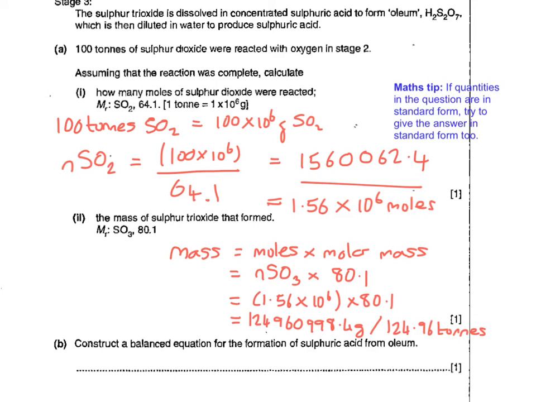The next one asks us to construct a balanced equation for the formation of sulfuric acid from oleum. Although this is slightly outside the remit of this particular clip, it's not a moles question, let's run with it anyway because we're doing an exam question and they're going to throw different things at you as you go through the question. So oleum is H2S2O7. You can see that it tells you that it's diluted in water to produce sulfuric acid. So I've put my H2SO4 on the right-hand side. I've put my H2S2O7 as a liquid on the left-hand side. And I've left a little space just there in case there's something I might want to add to my oleum to make it into H2SO4.